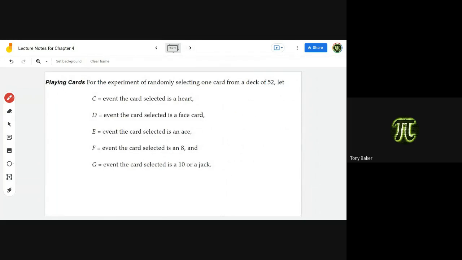All right. Actually, it's 4-8. Are C and D out of this list mutually exclusive? What's the overlap? Yeah, the Jack, Queen, King of Hearts, right?